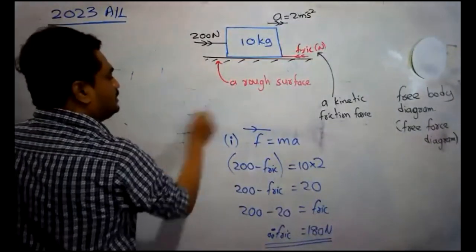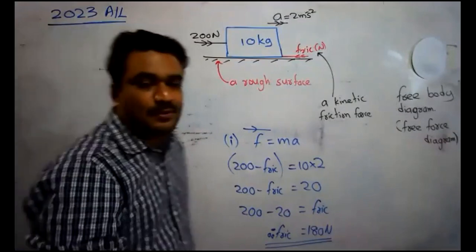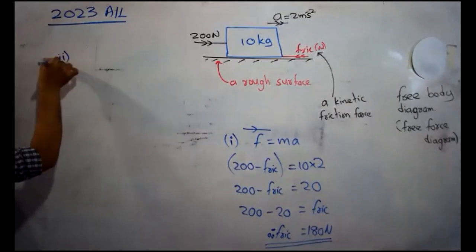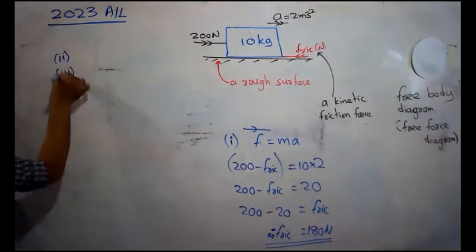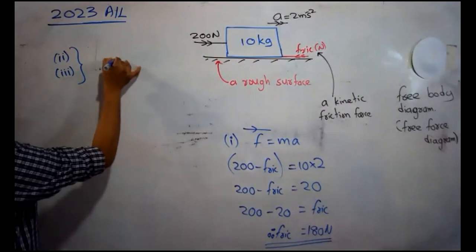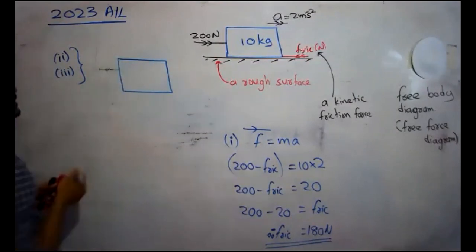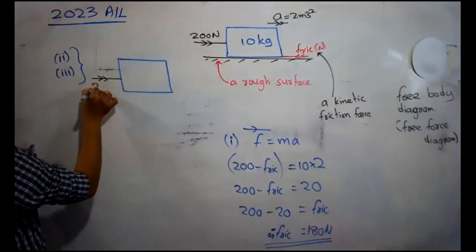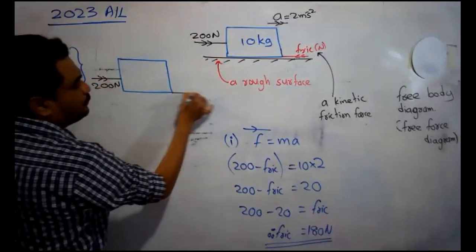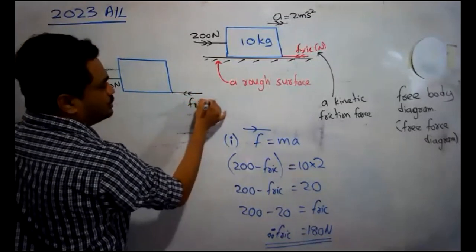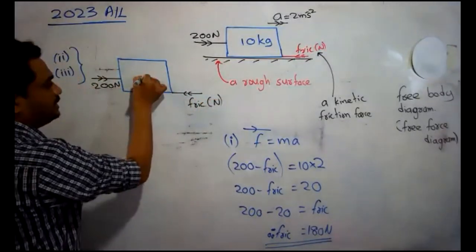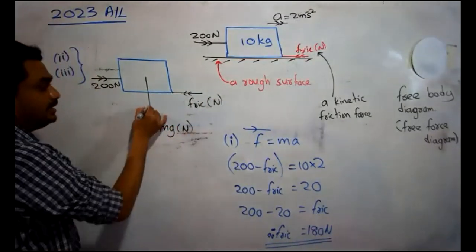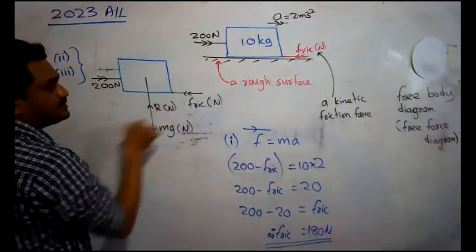Look at board. Let me answer. Even you are able to do this kind of things even in the examination, right? So let me answer Roman number 2 and Roman number 3 together. Right? So let's draw the free body diagram. There are two horizontal forces, the 200 Newton external force and the kinetic friction force, and the gravitational attraction force given by the earth, mg Newton, and the normal reaction force given by the surface.